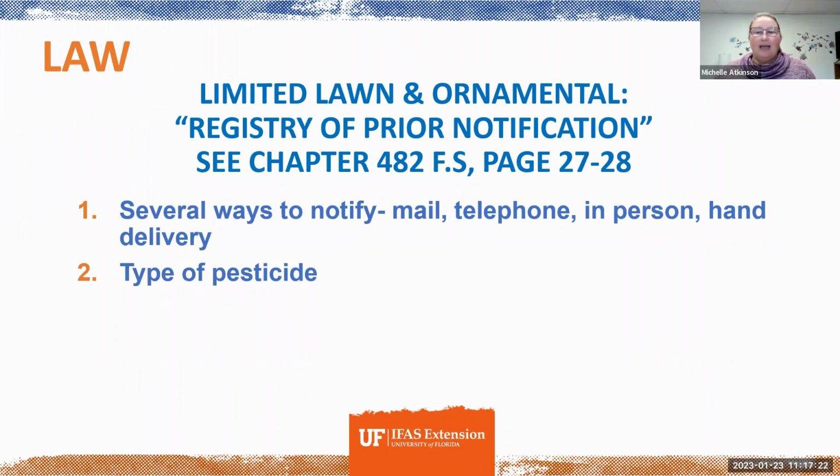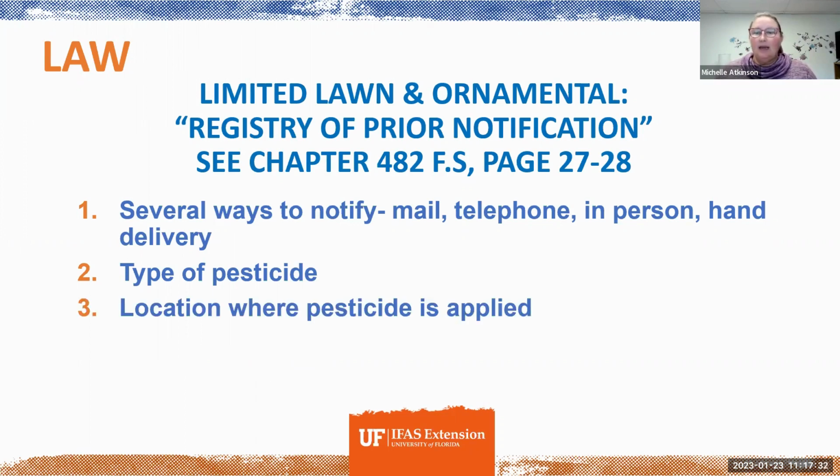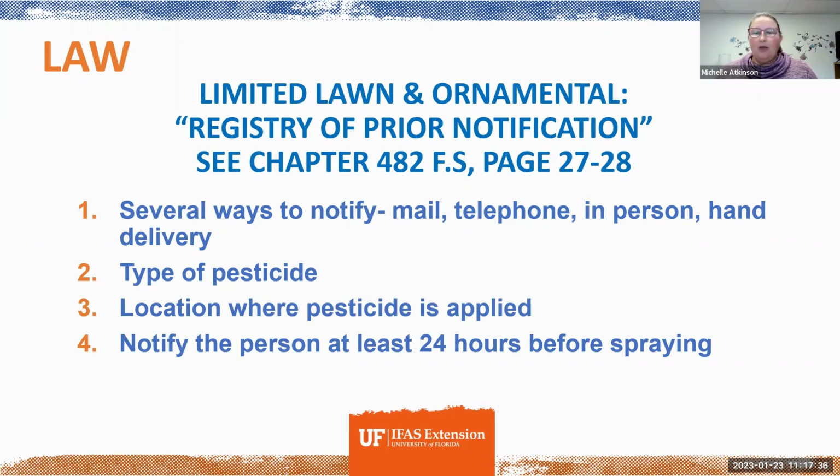You need to tell them the type of pesticide that you're applying. It doesn't have to be the trade name. It has to be like herbicide or insecticide. Where it is going to be applied is important. And you have to give them 24-hour notification. So you have to notify them 24 hours in advance. I think email is a good way because then you have a record that you did it 24 hours in advance. And when you're telling them the type of pesticide, it's really good just to give them the active ingredient. That's what they're most concerned with.